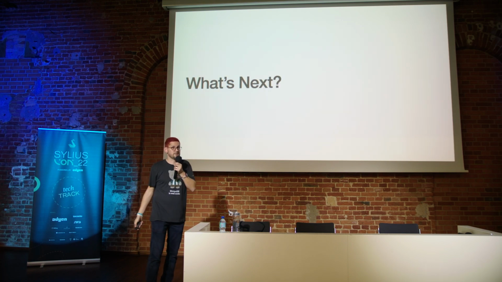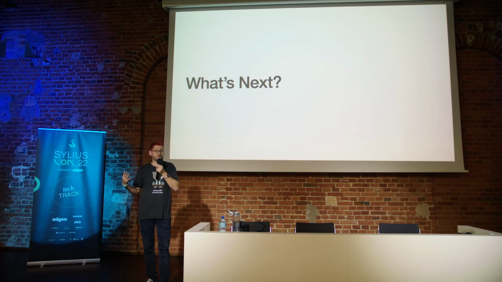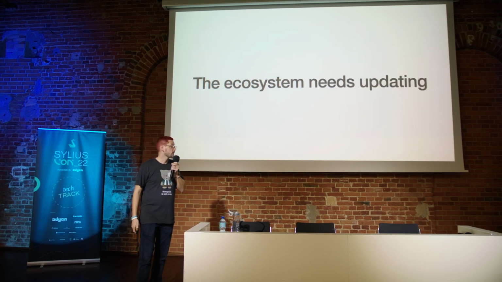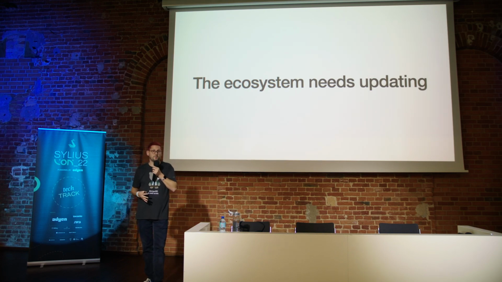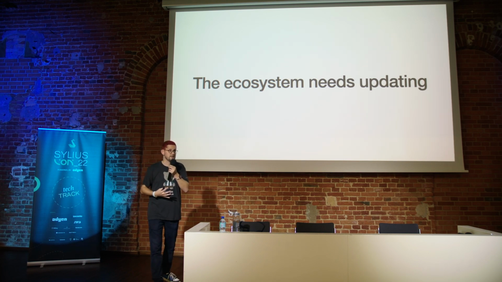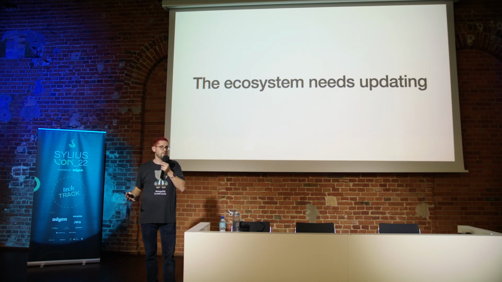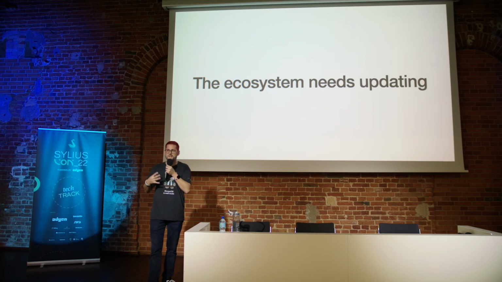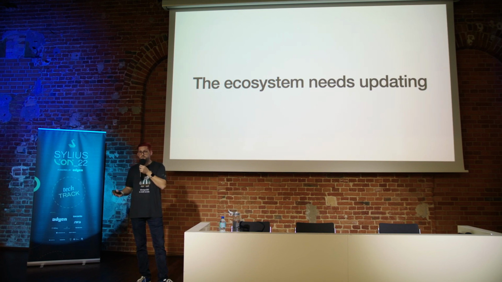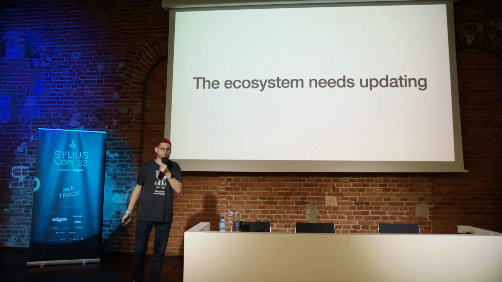So what's next for Sylius and MongoDB? I mean, we saw it's being dropped. And what would actually be necessary to support it? Well, the ecosystem needs updating. It may surprise you, but a shocking amount of the ecosystem is still very much centered around the idea of relational databases and the concepts. It doesn't just not support MongoDB, but it also doesn't support newer things in relational databases, like complex types in PostgreSQL, like JSONB columns, where you could do a bunch of this stuff even in a relational database.